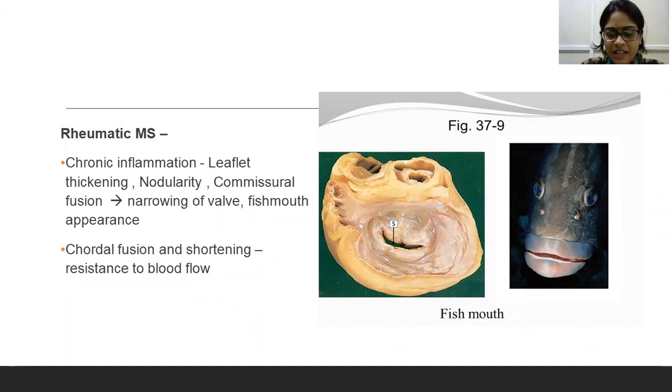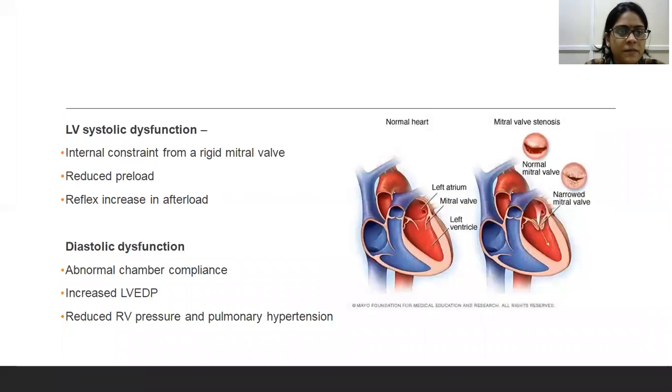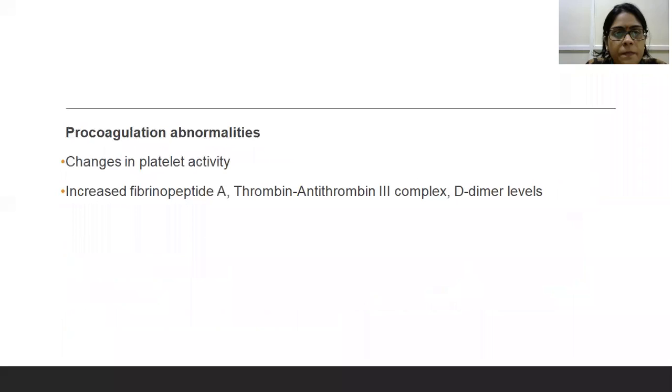In addition to the valve itself, you will also have compromised systolic and diastolic function. LV systolic function is a result of internal constraint from a rigid mitral valve. There is reduced preload, resulting in a reflex increase in afterload, resulting in LV systolic dysfunction. Diastolic dysfunction is because of abnormal chamber compliance. There is increased left ventricular end diastolic pressure. There's also pulmonary hypertension and reduced right ventricular pressure. This results in diastolic dysfunction.